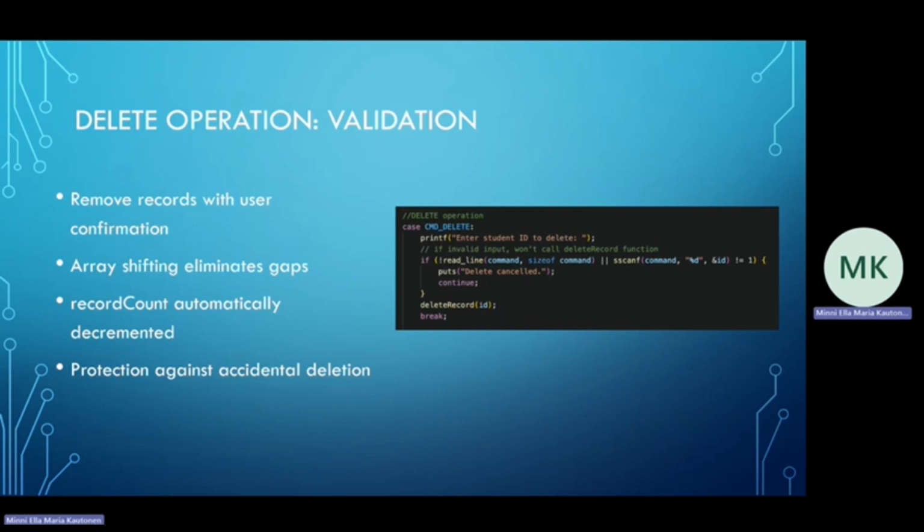For the delete operation, the program performs validation before removing any record. First, it checks whether the user actually typed something. Then it uses scanf to verify the input is a valid number. If the input is empty, contains letters, or isn't a valid ID, the delete operation is cancelled automatically. Only after the input passes validation does the program continue and delete the record with the specified ID. This protects the system from accidental deletions and ensures that only valid numeric IDs are processed.